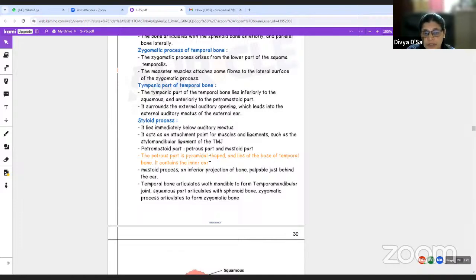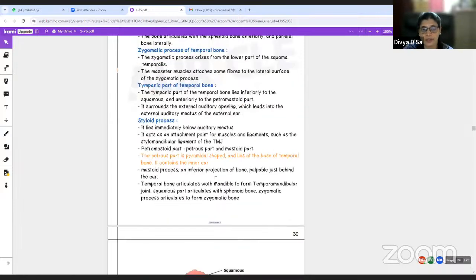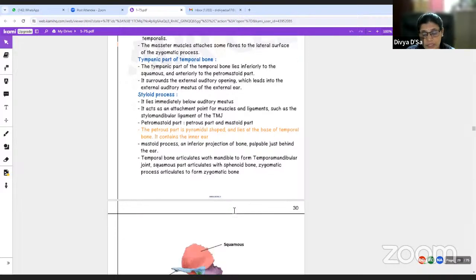Then the petrous part of this bone. Petrous means stone-like, because it is a very hard and irregular bone, so we call it the petrous part. It is pyramidal shaped and lies at the base of the temporal bone. The important thing is that it will have the inner ear, and the middle ear cavity will be on its lateral side.